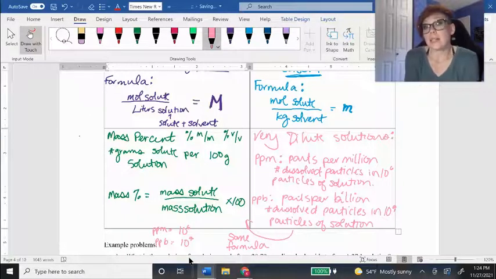So you are going to have to calculate with these. On these example problems, I'm going to do the odd problems, and then the even problems we'll do in class.